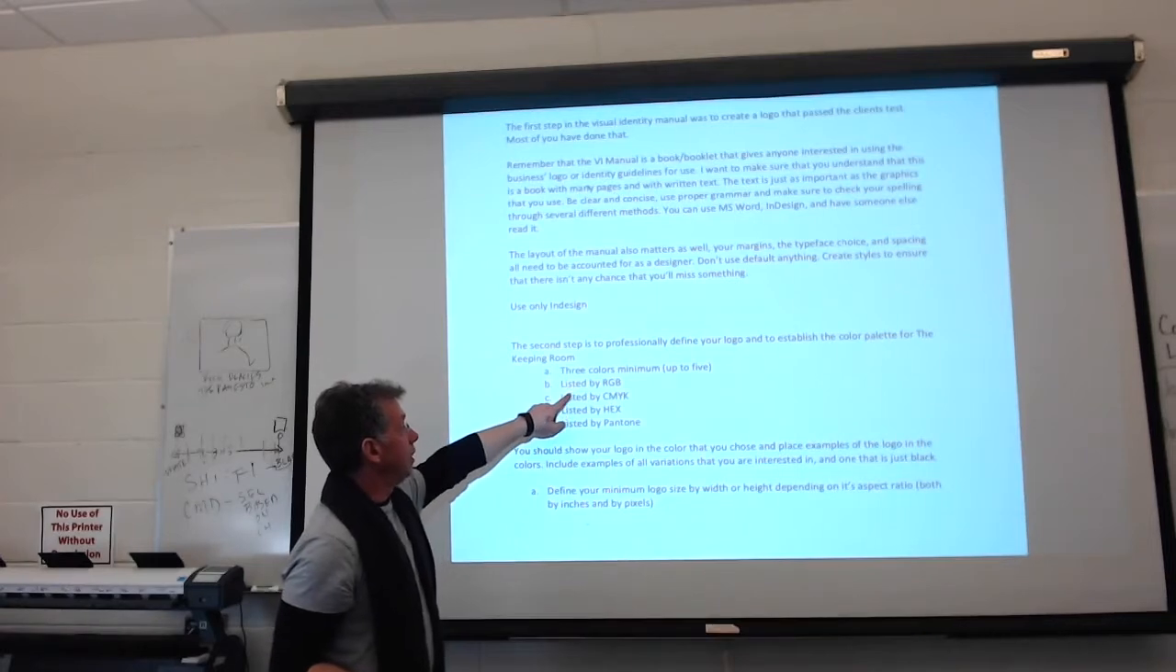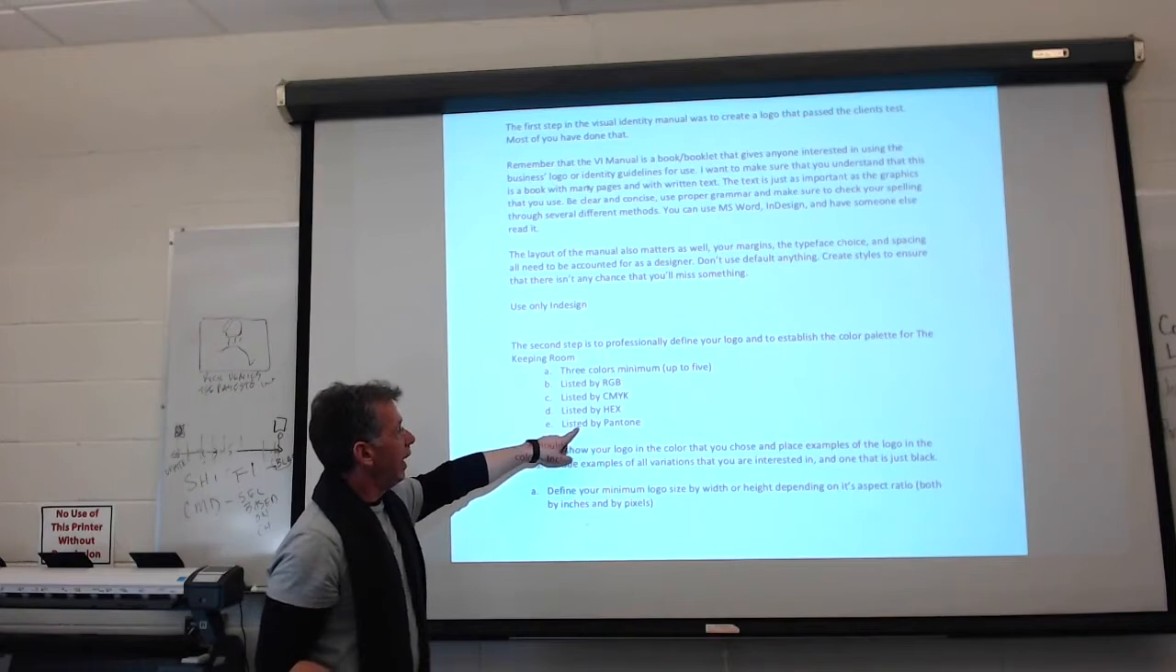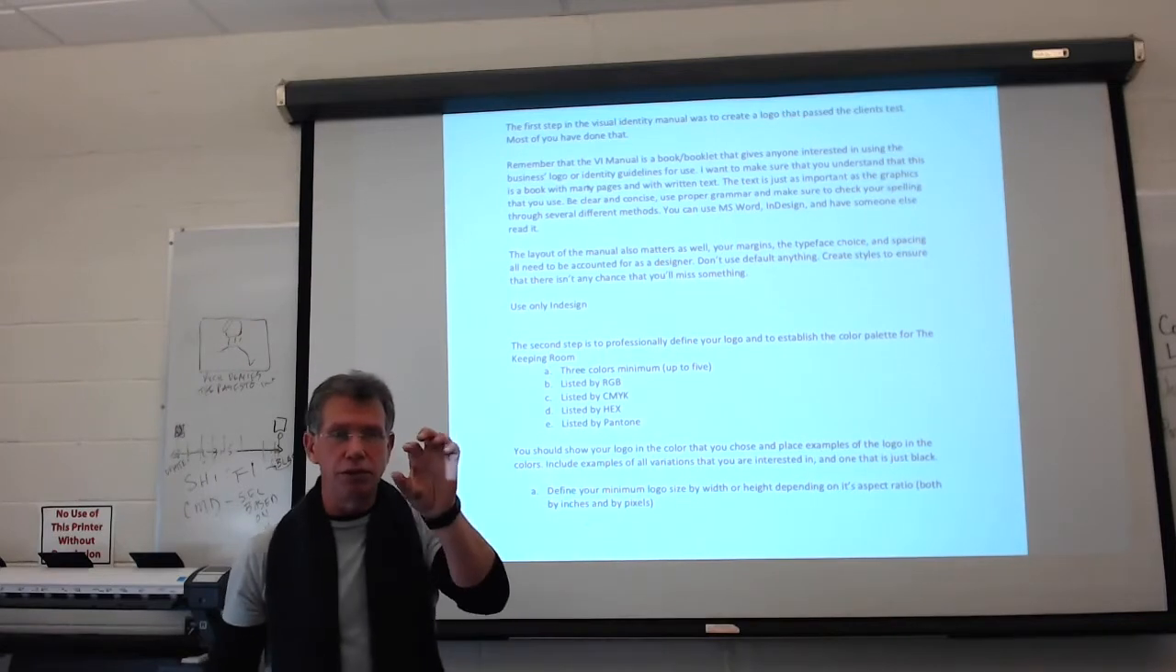And those three colors need to be listed by RGB, by CMYK, by hex, and by Pantone. And what you would do is you would do a small box.